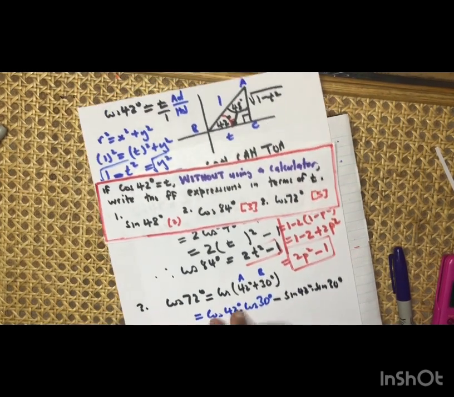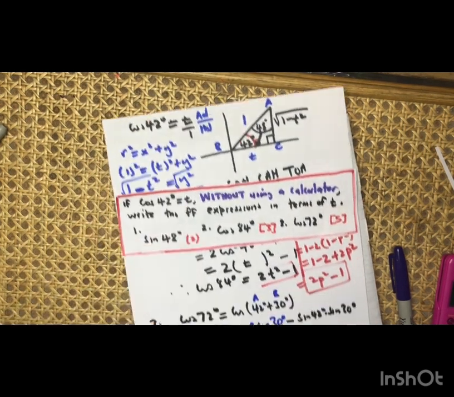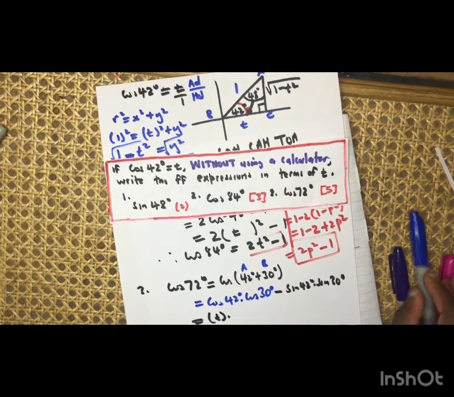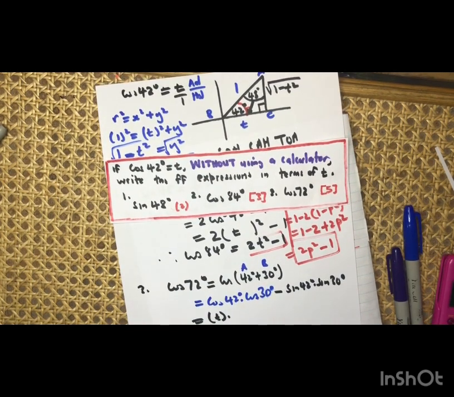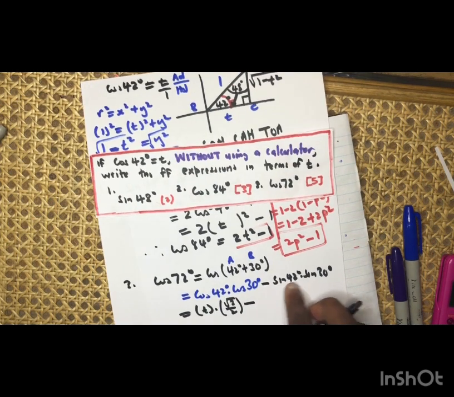So guys, we do know that cos 42 was given to be equal to what? To t. So I'm going to put t. Then we know that cos 30, guys, is a special angle. So cos 30, it's what? It's square root of 3 over 2. You can use your diagrams that you learned in grade 11. Minus sine 42.